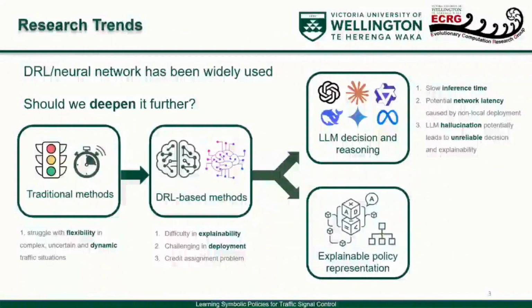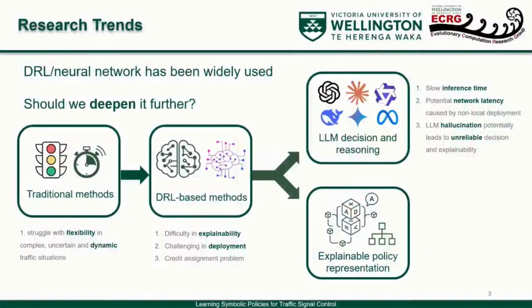So what has been done by researchers so far? Of course, traditional methods for traffic signal control are based on fixed time intervals or some manual rules. They are easy and intuitive, but couldn't fit very well in highly dynamic real-world traffic scenarios. And then there are machine learning or deep reinforcement learning methods. People have been trying those approaches.